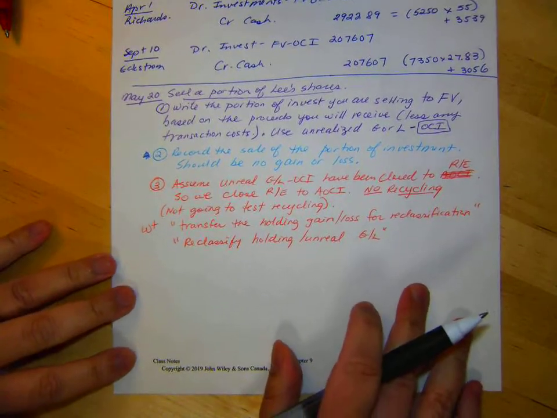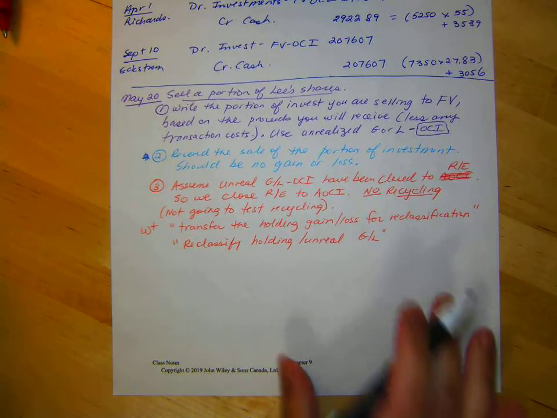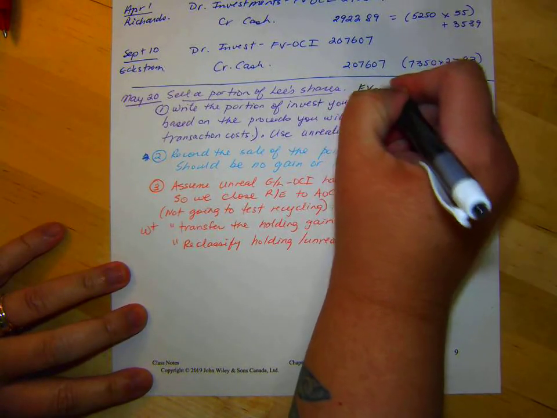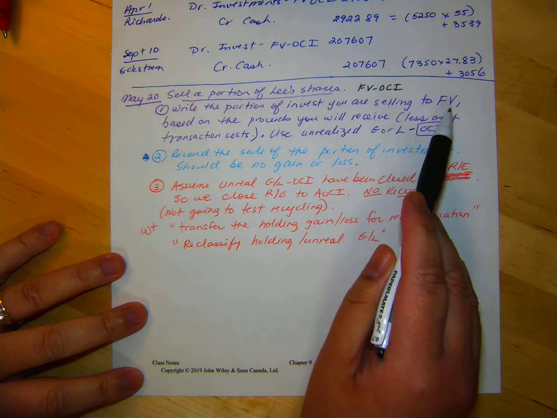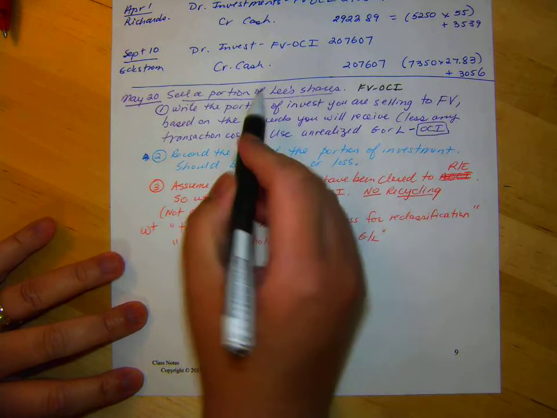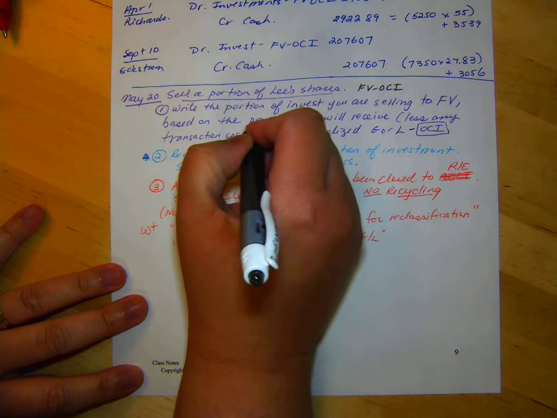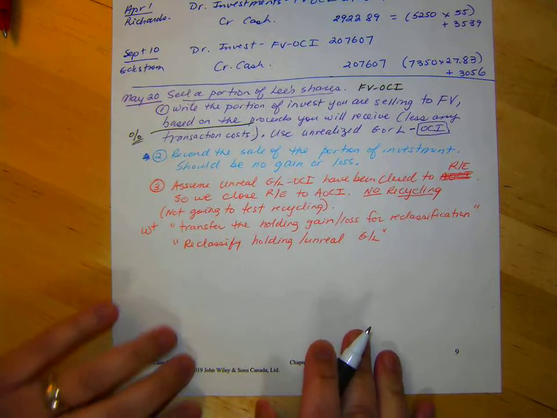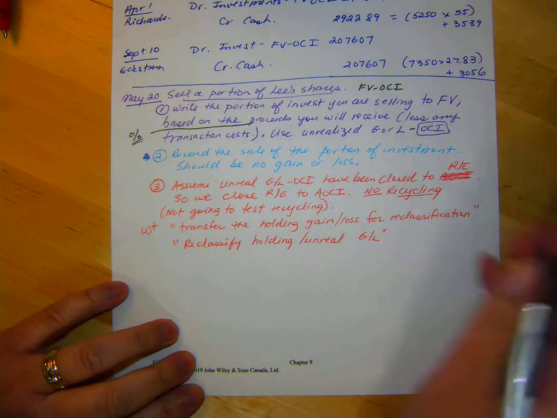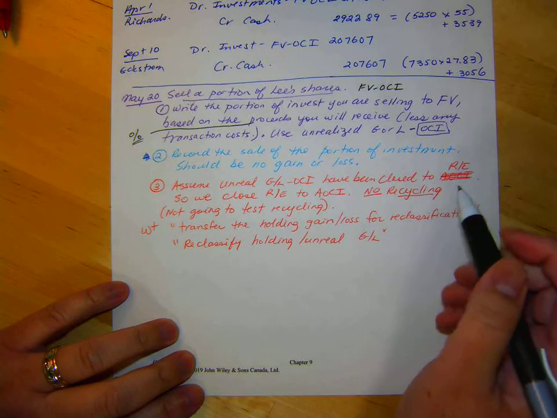So we are right now on May 20th selling a portion of Lee shares. And when you're using FVOCI, first you write the portion of the investment you are selling to fair value based on the proceeds you'll receive. And really we're looking at a percentage. Less any transaction costs, use unrealized gains or losses through OCI.